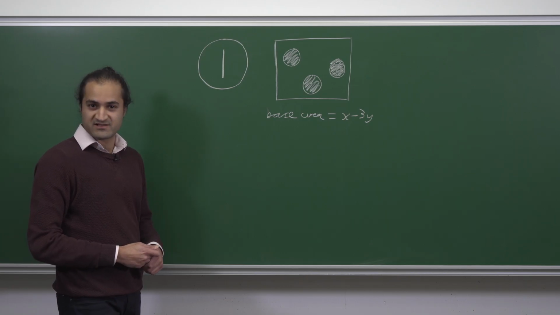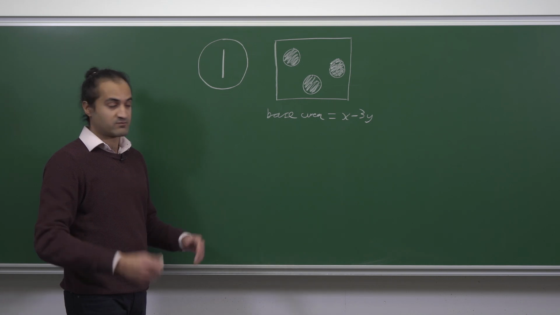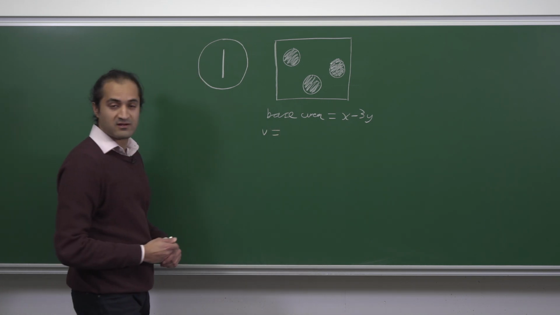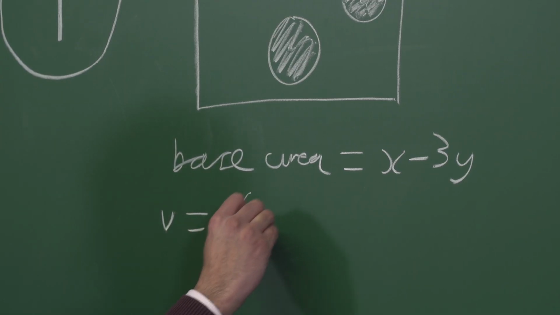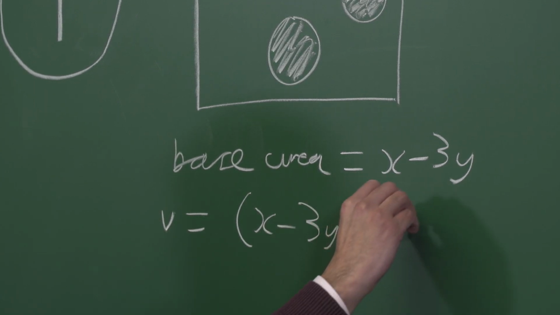Now we're told that this tank is filled with water, and the depth of the water in total is h. So the volume of the water inside the tank, V, must equal the base area times the height: x minus 3y times h.